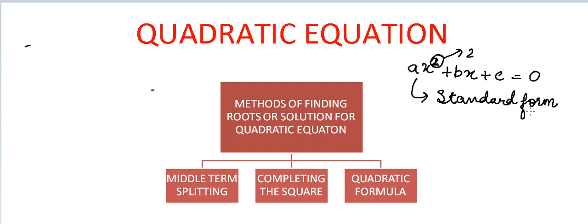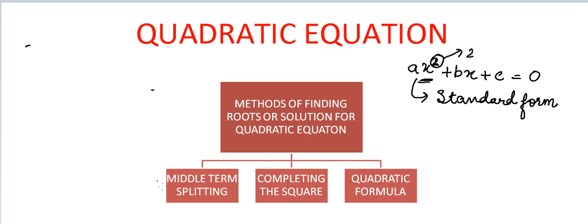This is the standard form for any quadratic equation. If you have to check whether an equation is quadratic or not, it must satisfy this standard form. Now, in this video, we are going to discuss the roots or solutions of a quadratic equation. If you have to find the value of the variable x for any quadratic equation, how are you going to solve the equation? So basically there are three methods to solve any quadratic equation.